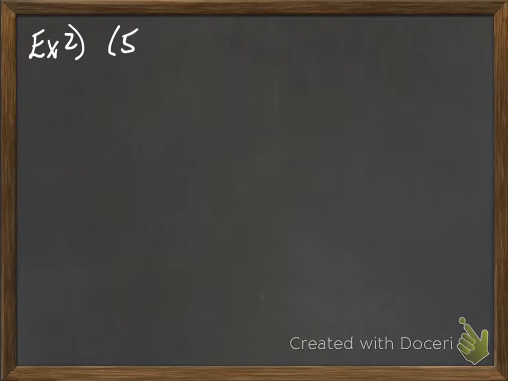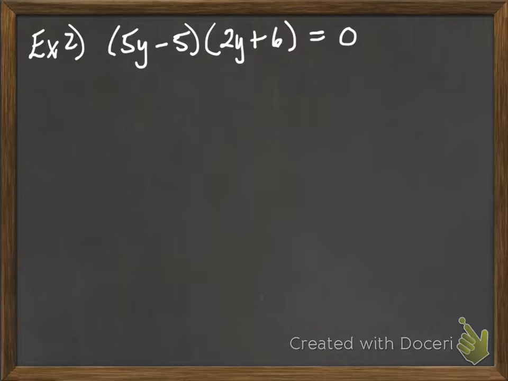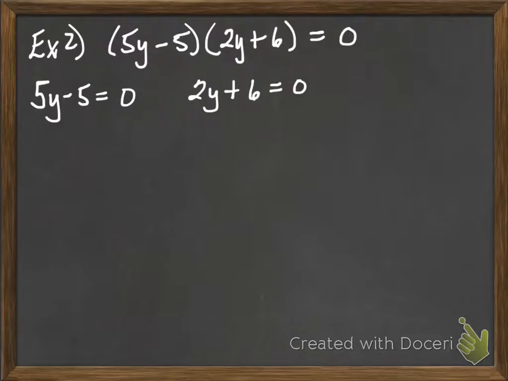We have 5y minus 5 times 2y plus 6 is equal to 0. Again, we can use that rule that says anytime two or more things are multiplied together and set equal to 0, then each one of those things, those are factors, has to be equal to 0 itself. So you set 5y minus 5 equal to 0, and you set 2y plus 6 equal to 0, and that gives you two little equations to solve.